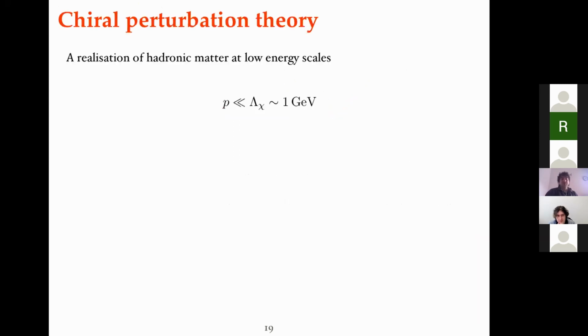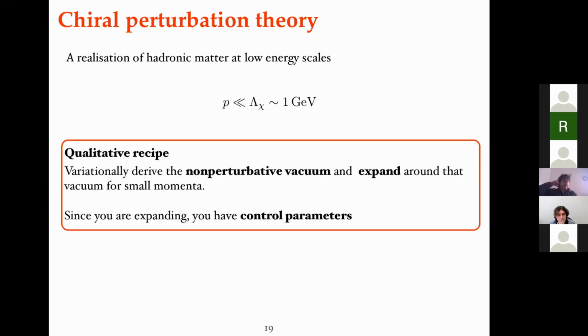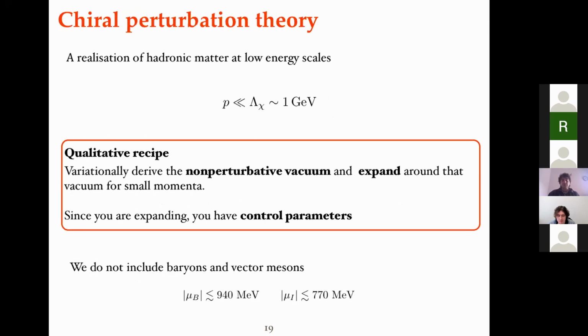Chiral perturbation theory, on the other hand, is a realization of hadronic matter at low energy, so it's for energies below the chiral breaking scale, which is of the order of 1 GeV. The qualitative recipe is basically that one derives the Lagrangian at the non-perturbative vacuum and then expands on that vacuum for small momenta. Since you're expanding, you have control parameters. That's very good news. And typically, we do not want to include vector mesons and baryons, and that's the reason why we stay below the proton mass and the rho mass.